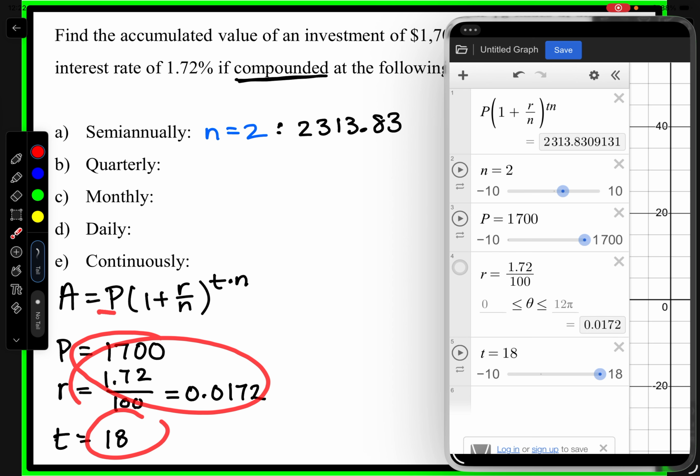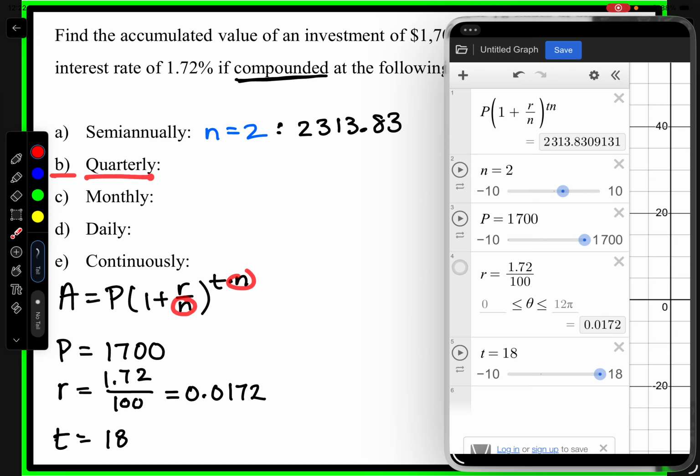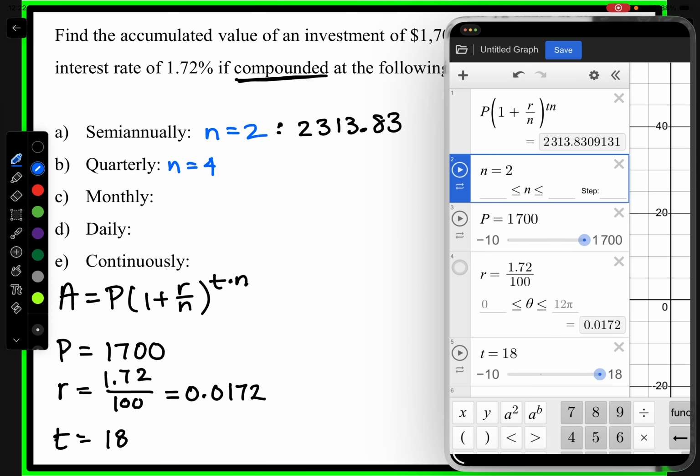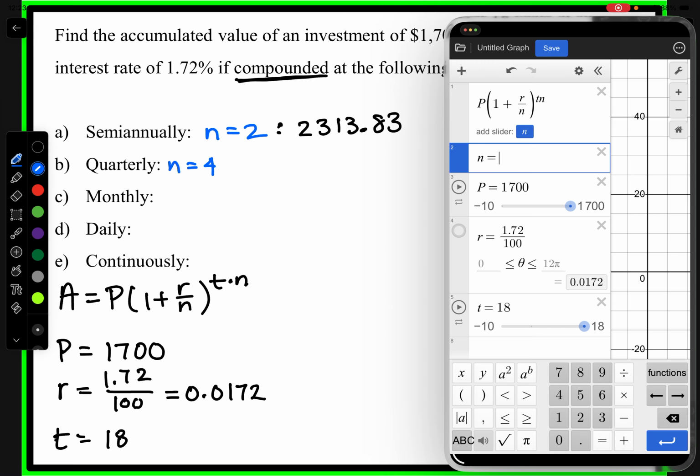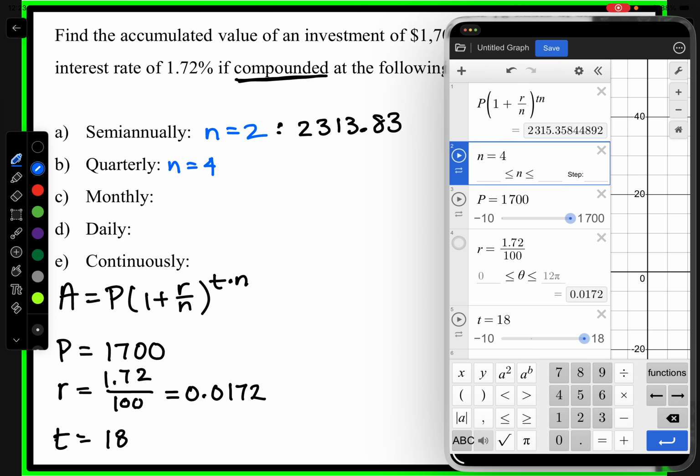Since these values are going to stay the same, all of these numbers are going to stay the same again in this formula. The only thing that's going to change now is N, because for part B, we're going to do it quarterly, which means that the value of N is now going to be 4. Replacing that with 4 then gives me an answer of $2,315.36.